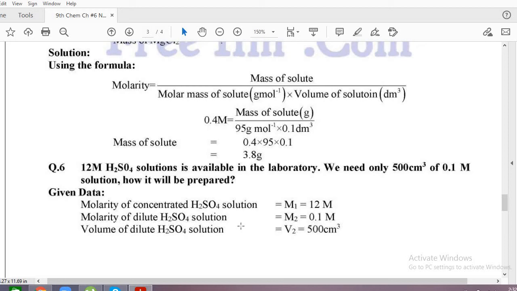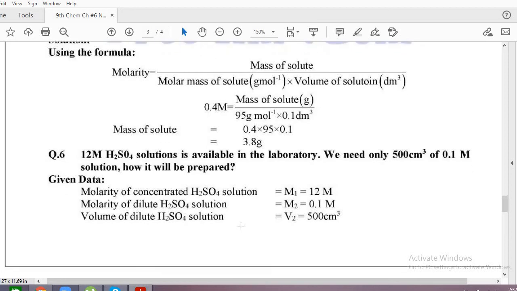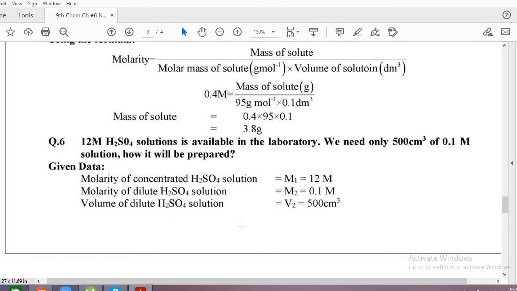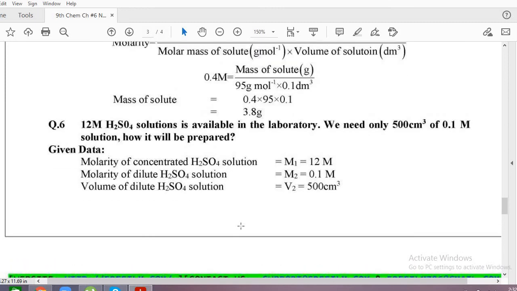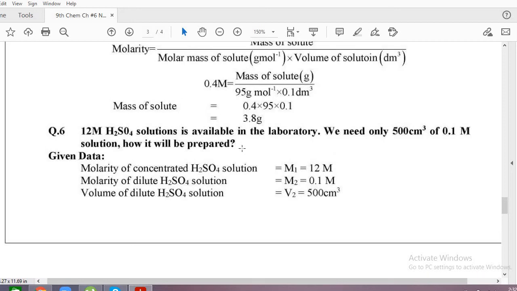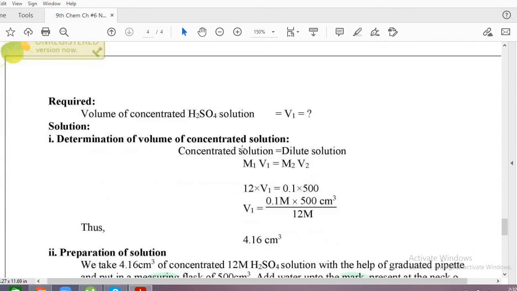Now the next question is a bit different, where we are going to do dilution. 12 molar H2SO4 solution is available in the laboratory. We need only 500 centimeter cube of 0.1 molar solution. How will it be prepared? This is how the dilution of solution works. The topic is the dilution of solution. The formula is M1V1 = M2V2. So let's go down and see.